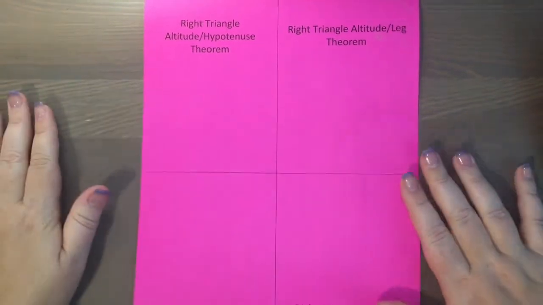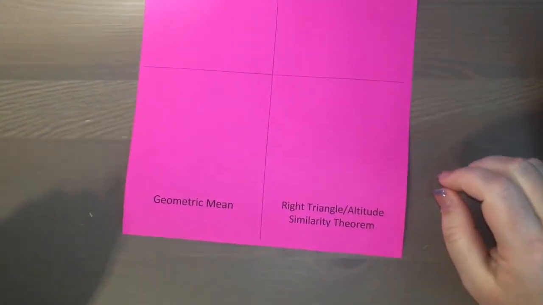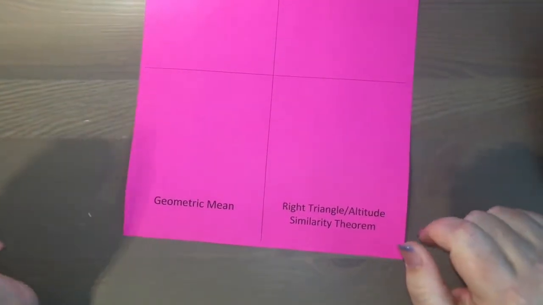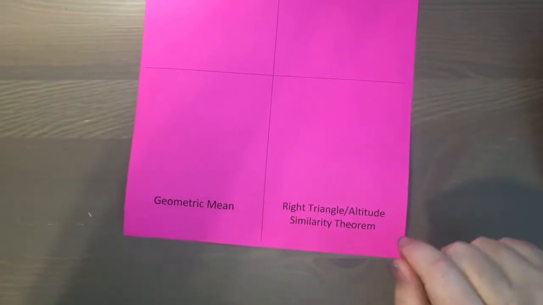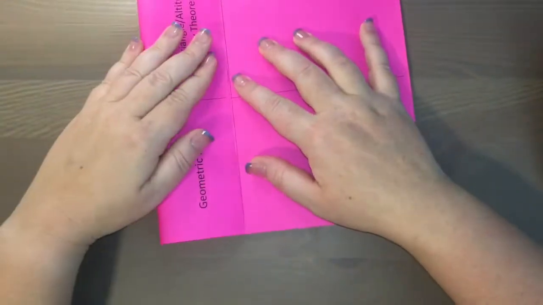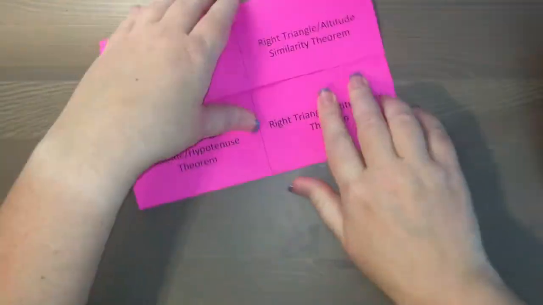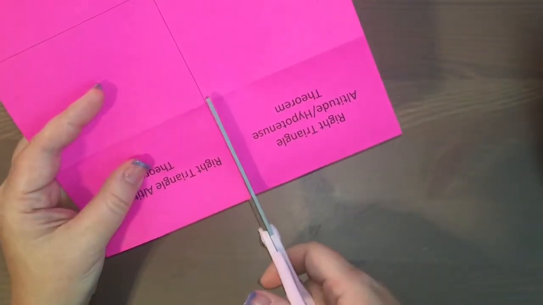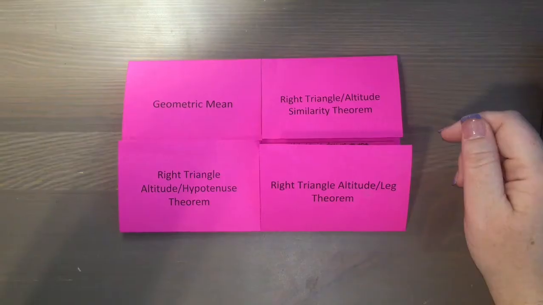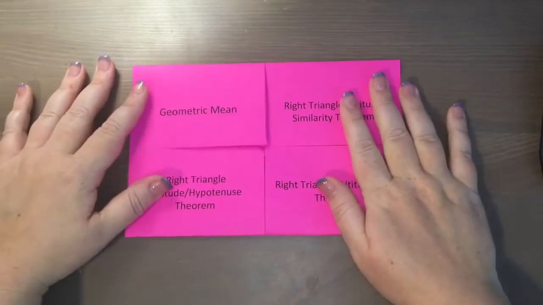Okay, now we're going to talk about geometric mean, and we have a foldable that looks like this. It's a pink foldable, and we're going to go ahead and fill this out with our geometric mean information. The first thing to do is to cut it out and fold it up. Now that we've got it all cut up and folded, we're going to go ahead and fill this out.